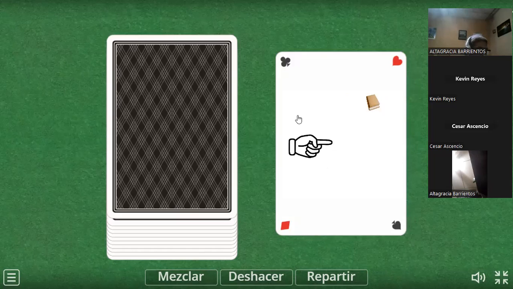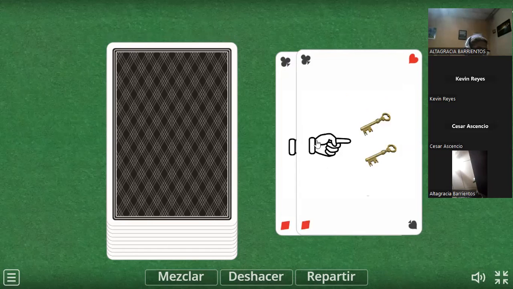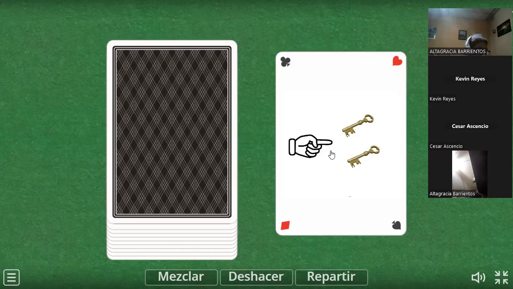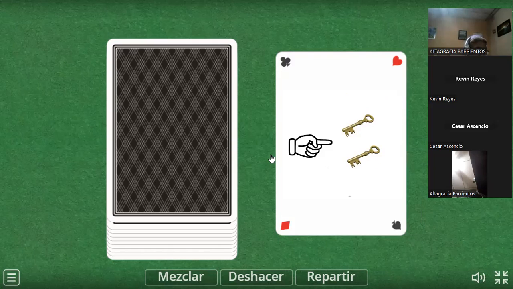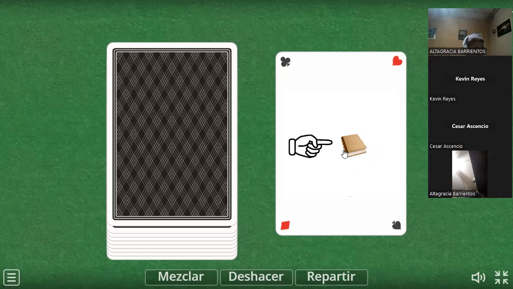Kevin, in that case. That is a book. Okay, thank you. Keys, las llaves, keys. How would it be? ¿Cómo sería en este caso? These are keys. And this one? This is a book. Perfect. Thank you, Kevin. This is a book.